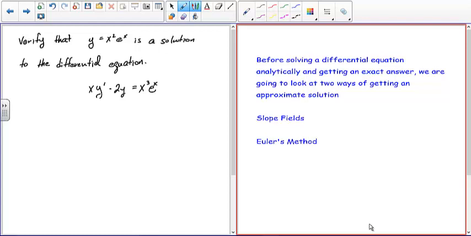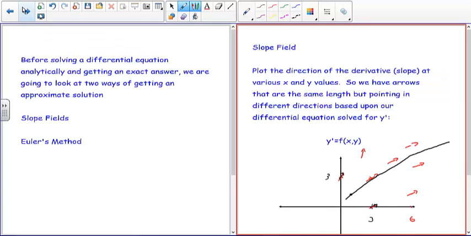Let's talk about what the main topics of this section are: slope fields and Euler's method. These are graphical solutions, rather than analytic. In a slope field, what you do is plot the direction of the derivative, the slope, at various values of x and y.